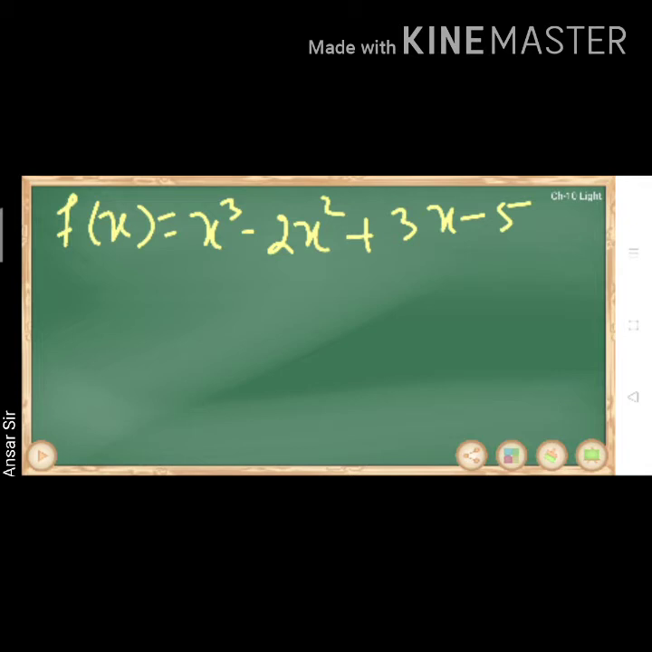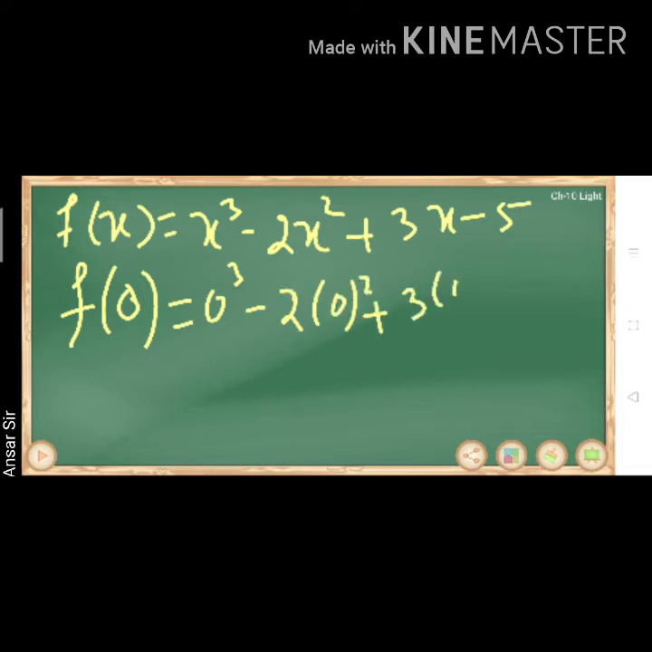Suppose f of x is given as x cube minus 2x square plus 3x minus 5, which is shown on the screen. We have to find the value of f of 0 and f of 1. First, find the value of f of 0. In place of x you have to put 0. So this becomes 0 cube minus 2 into 0 square plus 3 into 0 minus 5. The answer is minus 5. So the value of f of 0 is minus 5.